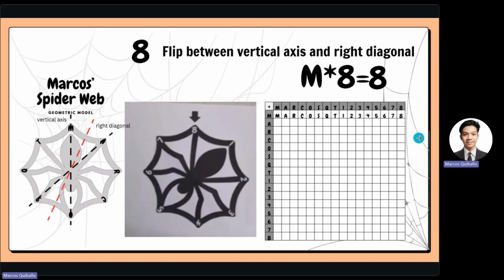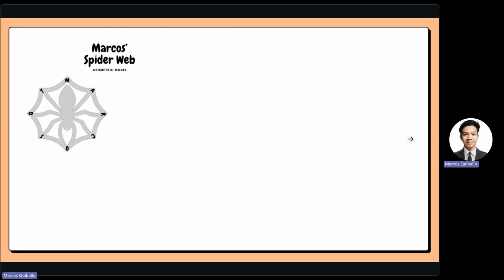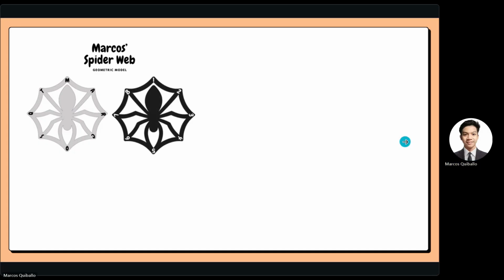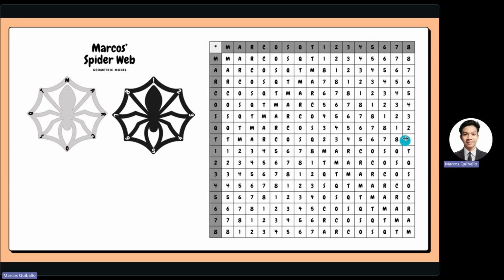Next, if we continue the operation, the binary operation, we have this table of elements. So now let us verify if this table is a group.